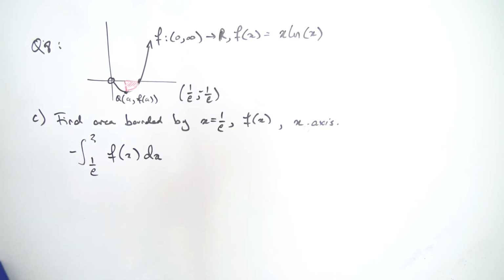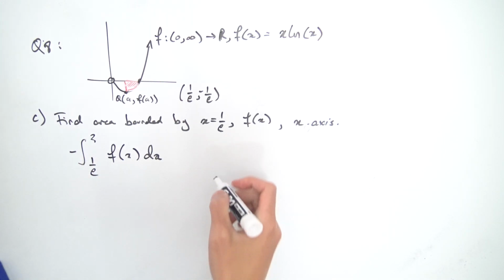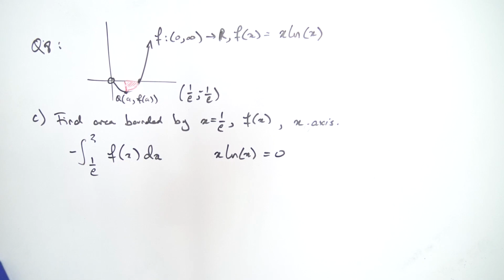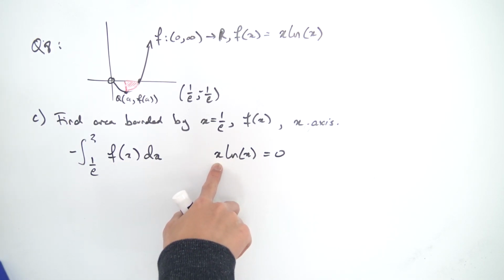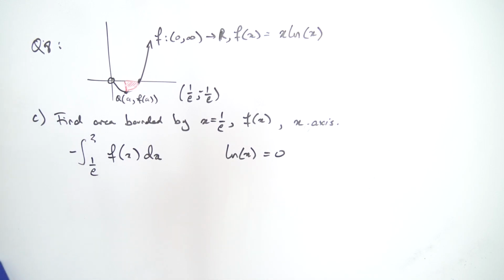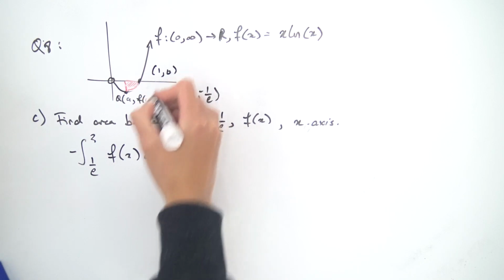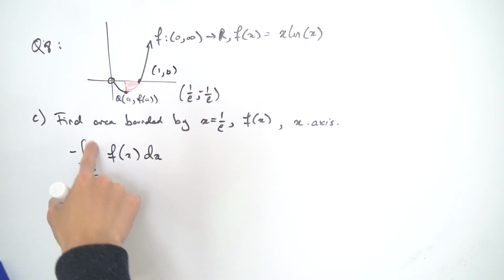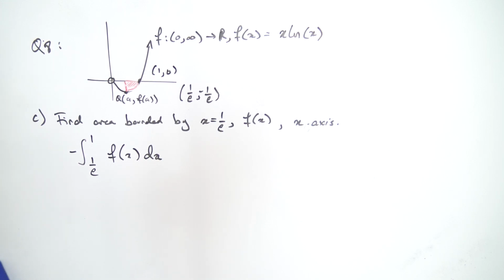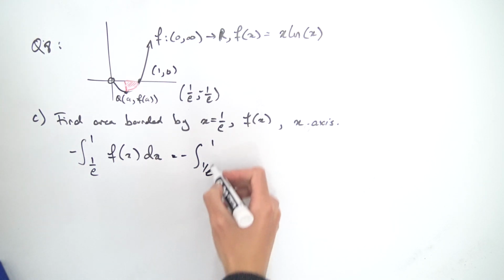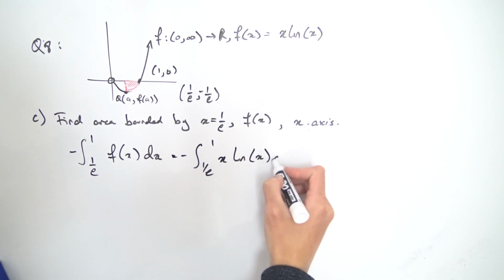So what is this question mark? Well, it's just the x-intercept of f of x, and you can find that quite easily by solving where x natural log of x is equal to 0. Well, you obviously have the solution x equals 0, so let's divide both sides by x, and we have to solve where natural log of x is equal to 0. Well, natural log of 1 is equal to 0, that means x is equal to 1, so this coordinate is in fact 1, comma, 0. So now we integrate from 1 over e all the way up to 1 of f of x, and we know f of x is x natural log of x dx.